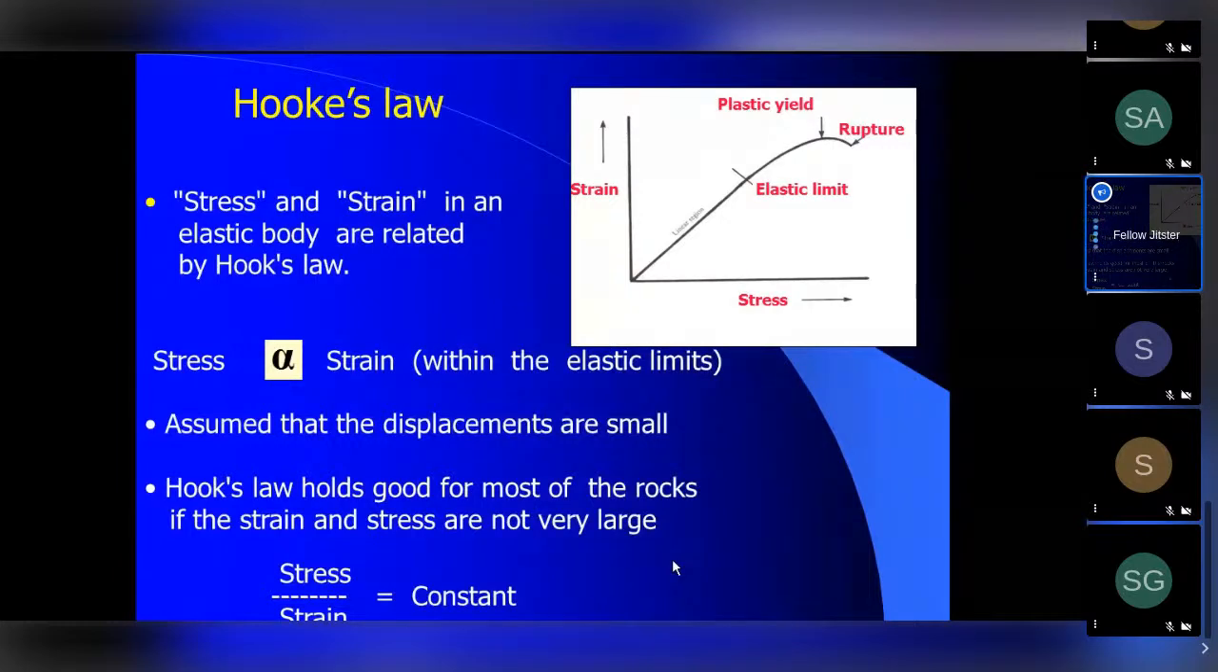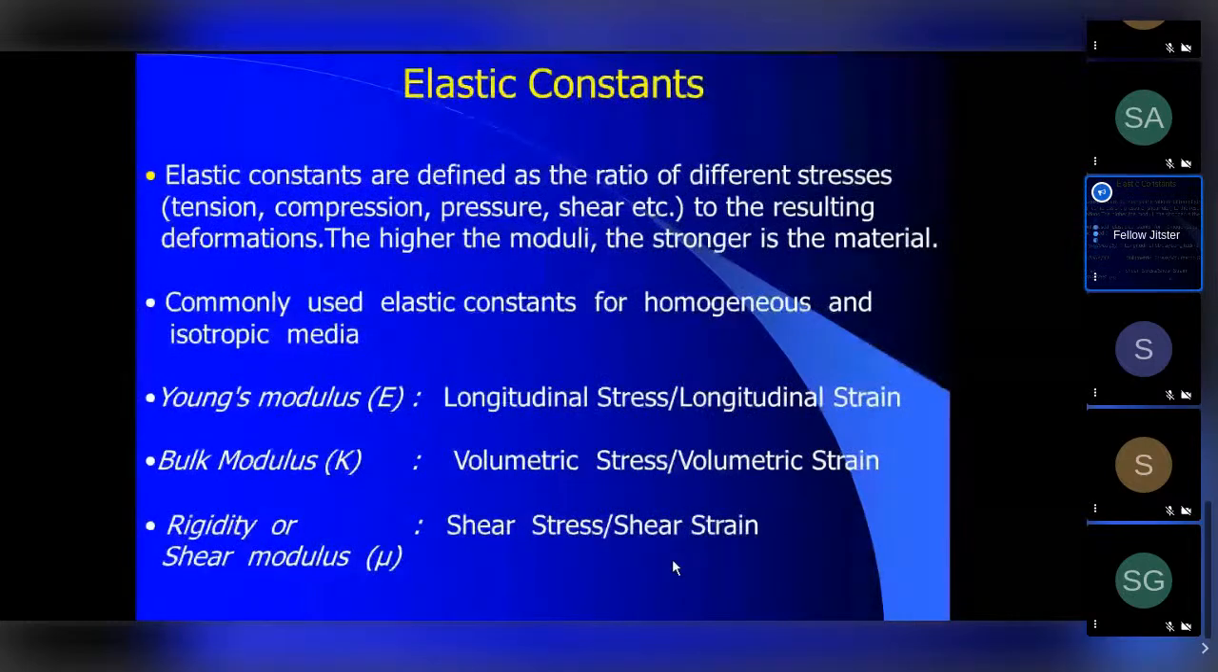We said that because we assumed the medium as homogeneous and isotropic, the number of elastic constants is less. Let's say in this case we have 3: Young's modulus, bulk modulus, and the rigidity or shear modulus. The definitions are given at the bottom along with it.